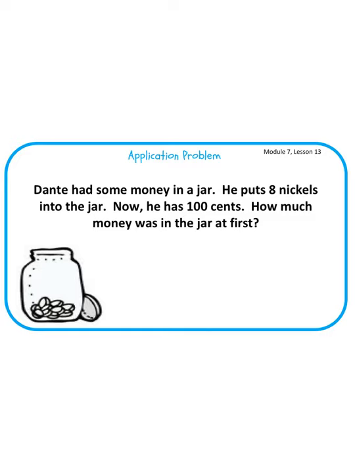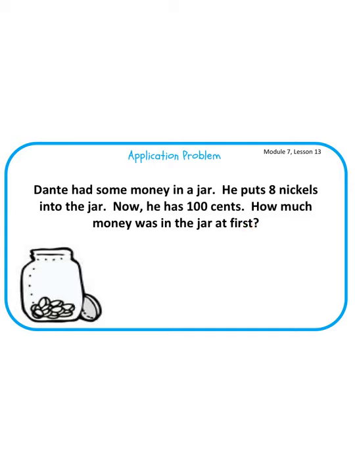Here's our warm-up. Dante had some money in a jar. Some money. We don't know how much. He puts 8 nickels into the jar. Now he has 100 cents. How much money was in the jar at first?